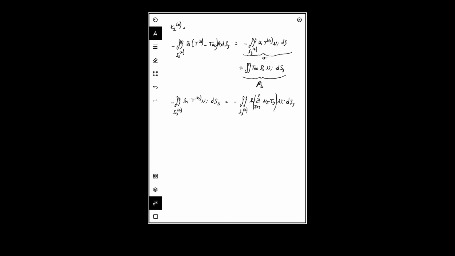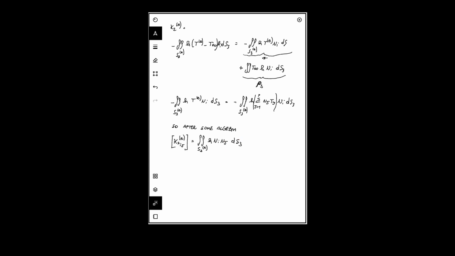So after some algebra, we can say that K2 EJ, the EJ term of the matrix K2, is equal to the integral on S3E of h Ni Nj dash 3. We are almost done.